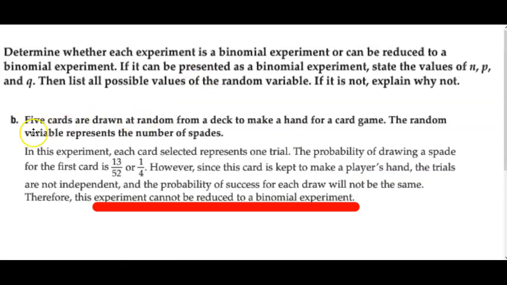This question says 5 cards are drawn at random from a deck to make a hand for a card game. The random variable is the number of spades. Now think about that. Each time you draw a card, it's either a spade or it's not a spade. So the success or failure is there, that part of it. But when you draw a card the first time, there were 52 cards. When you go back and draw another card, now there's only 51. So since the probability changes on each successive chance, it is not a binomial experiment.